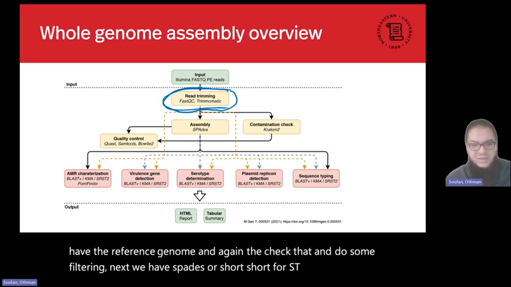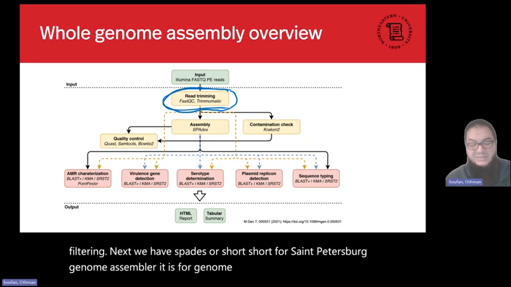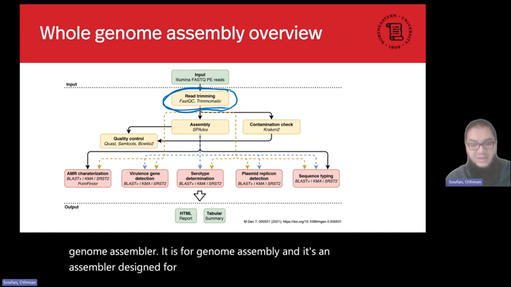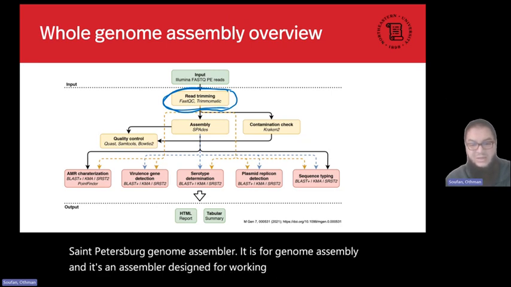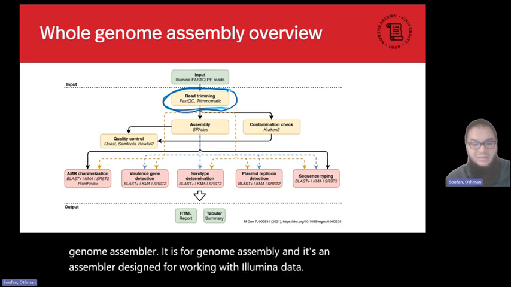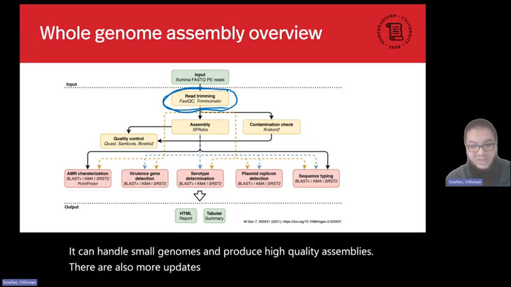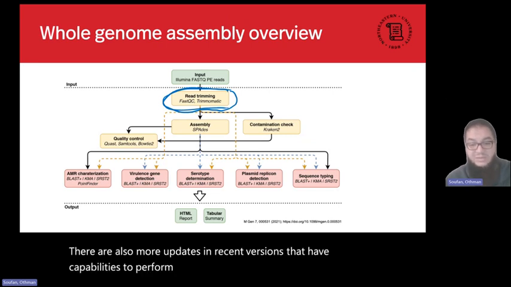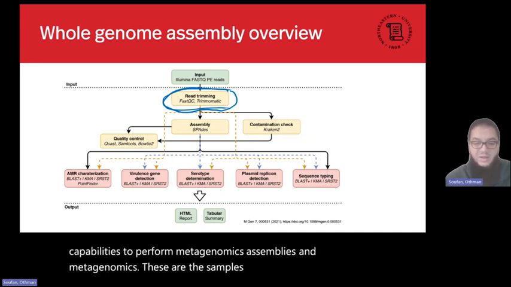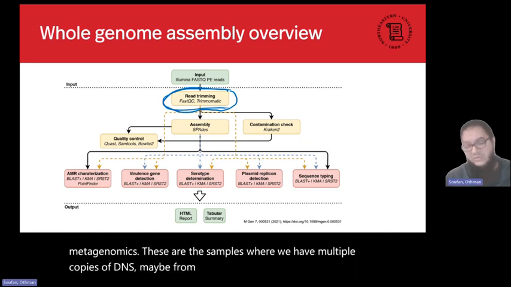Next, we have SPAdes, short for St. Petersburg Genome Assembler. It is for genome assembly, and it's an assembler designed for working with Illumina data. It can handle small genomes and produce high quality assemblies. There are also more updates in recent versions that have capabilities to perform metagenomic assemblies. And metagenomic, these are the samples where we have multiple copies of DNAs, maybe from different organisms or samples or species.